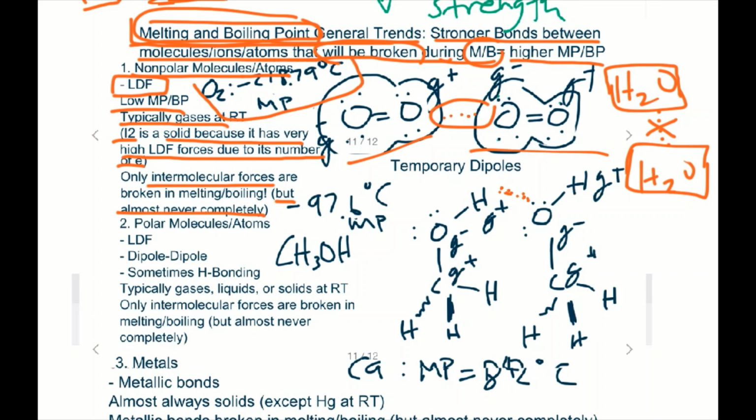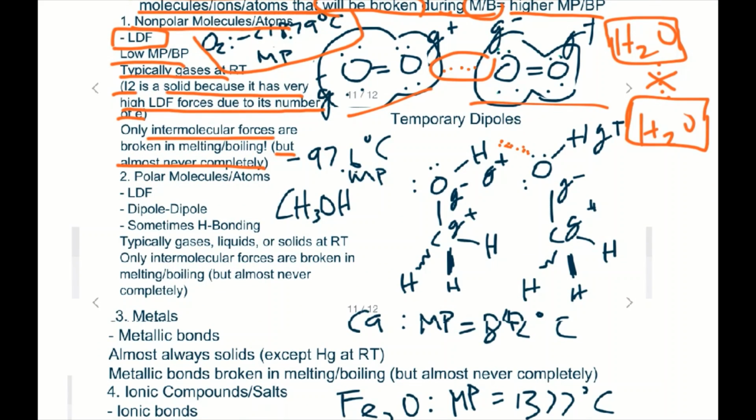So let's talk about the second type of compound. The second type of compound will be polar molecules. Now, I don't know why I wrote atoms, but atoms can never be polar. Polar molecules exhibit LDF, of course. They exhibit dipole-dipole. And some of them, but not all of them, exhibit hydrogen bonding. And since there are more intermolecular forces, these types of molecules will have higher melting and boiling points. They are typically gases, liquids, and solids at room temperature. Note that everything that I'm talking about, especially regarding the states, is at room temperature.